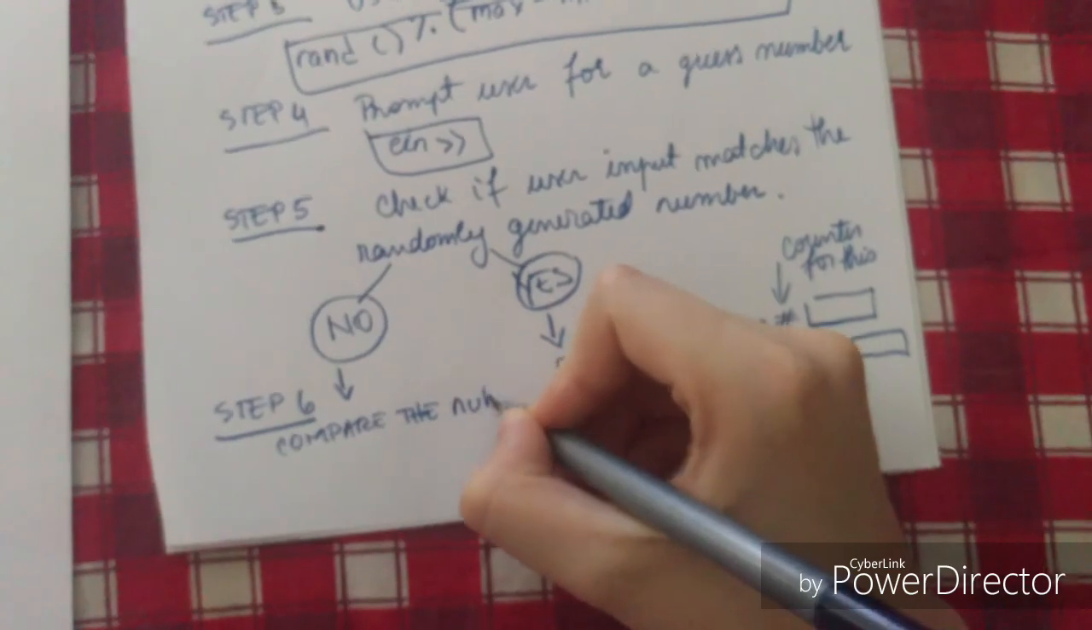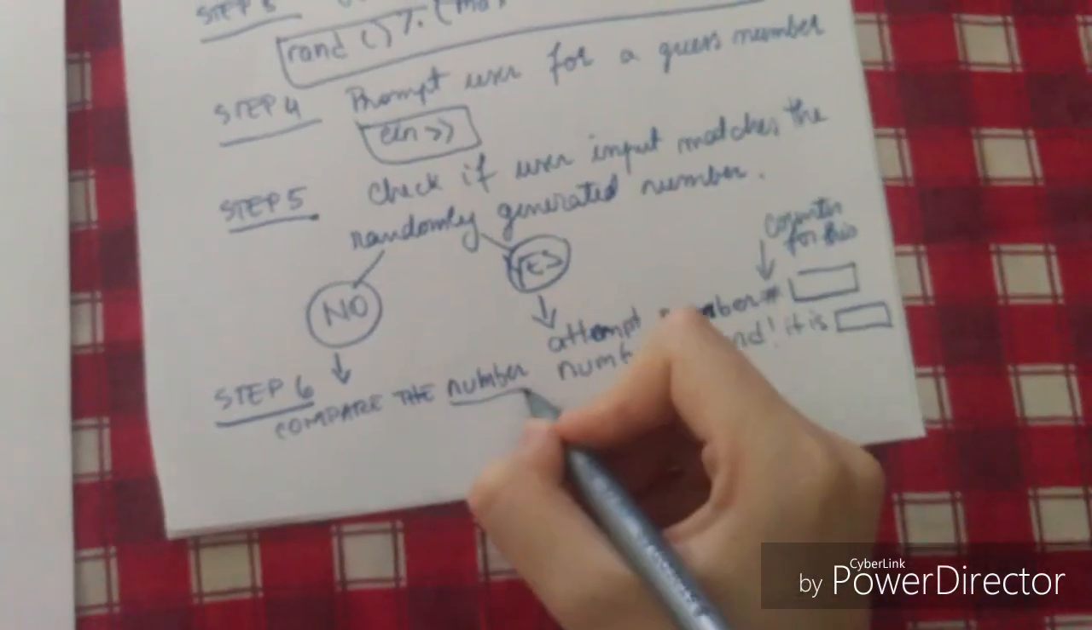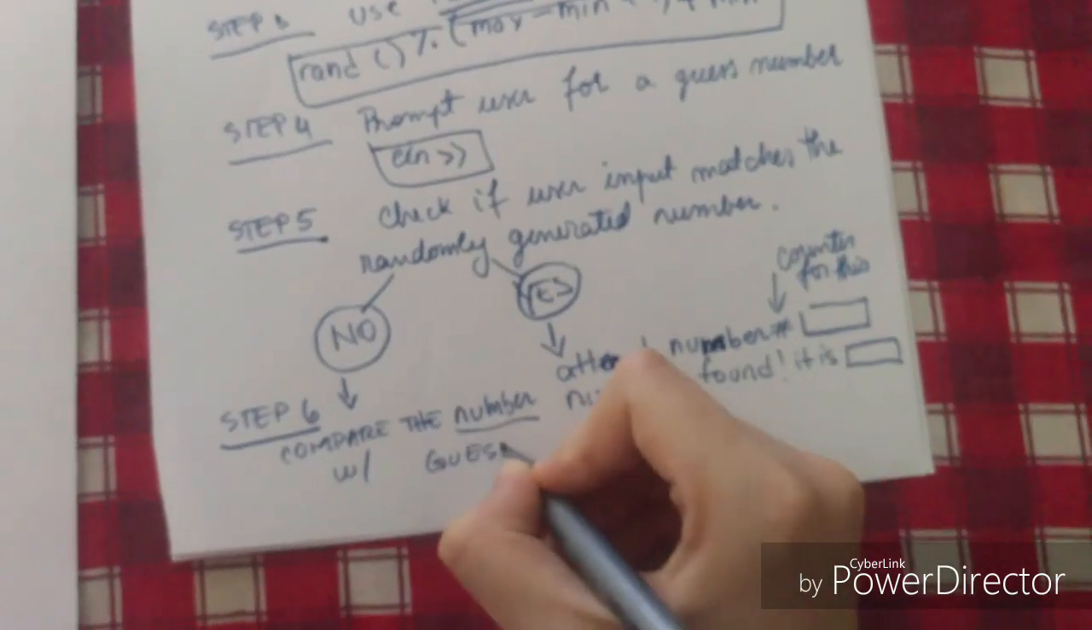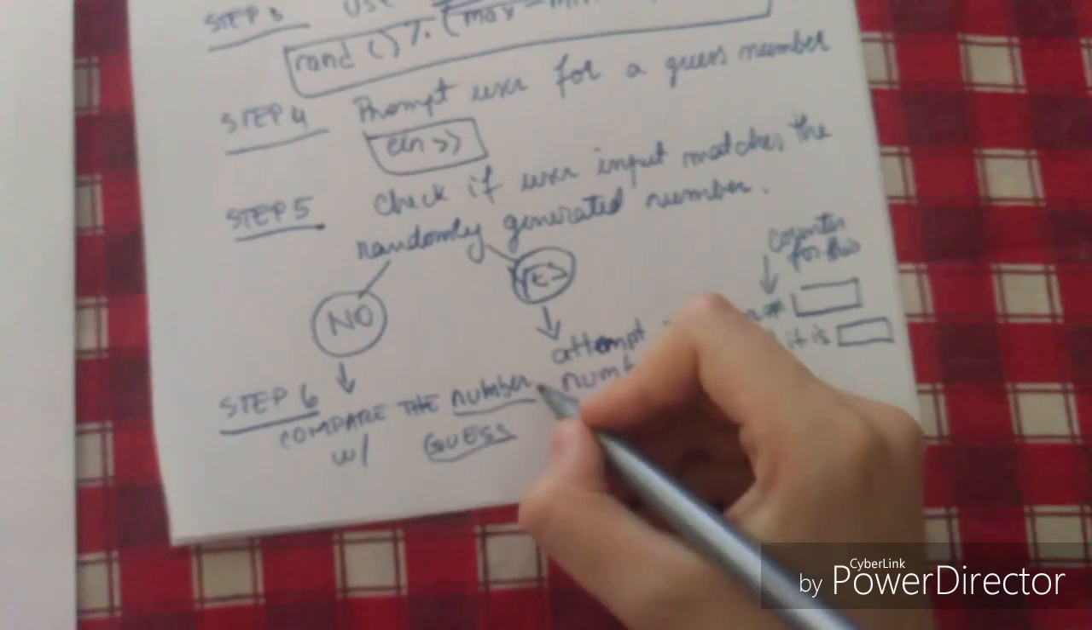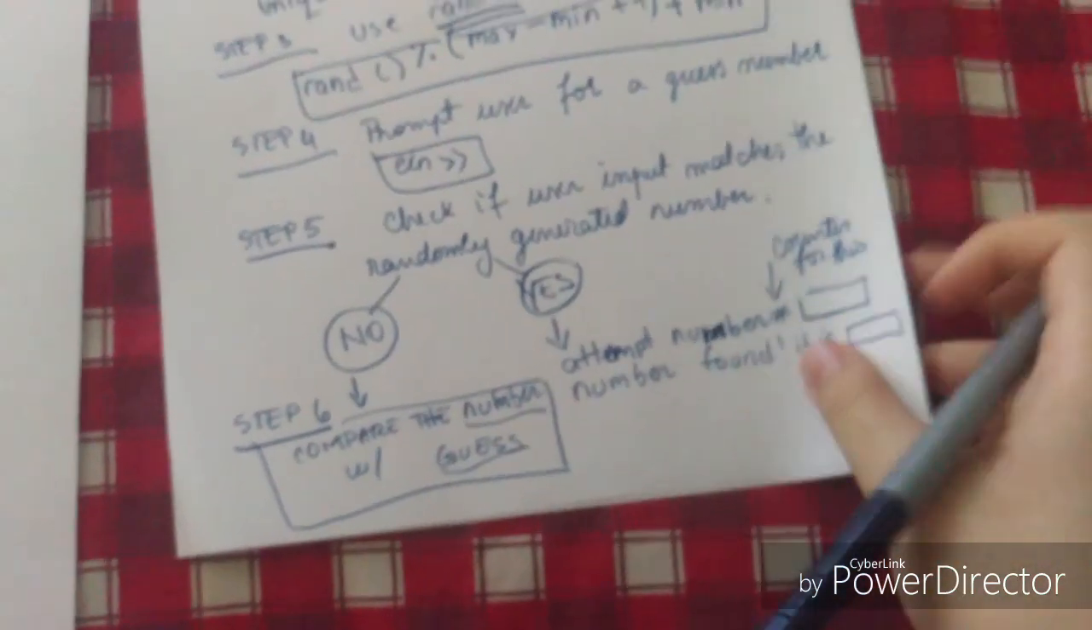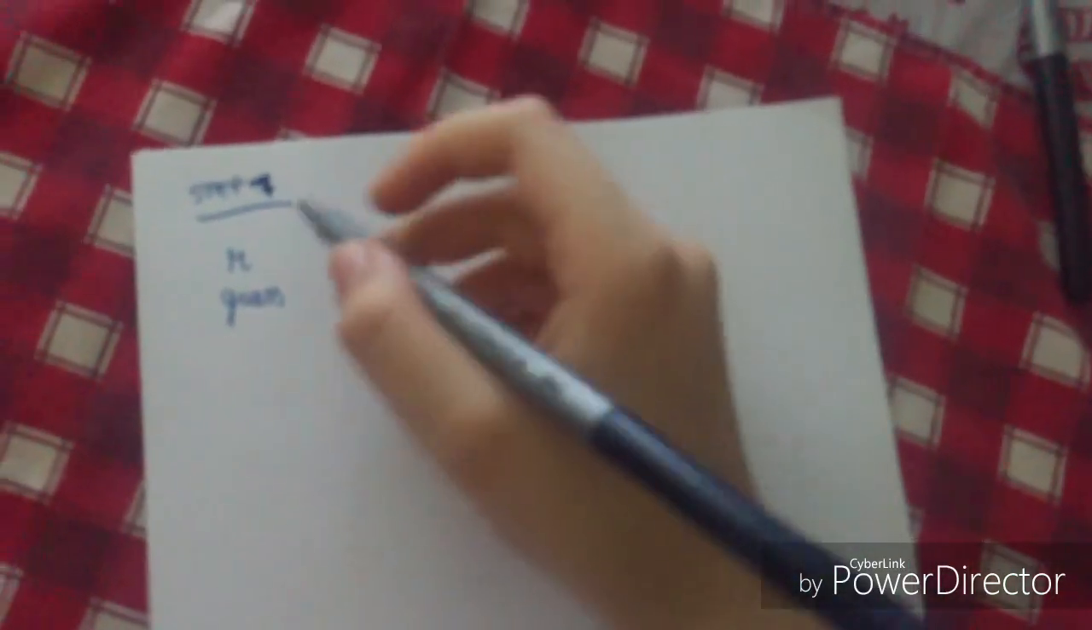With the guess of the user. And from here, we have to do more steps. But let's move on to the next page because this one is full. Let's jump to step 7.